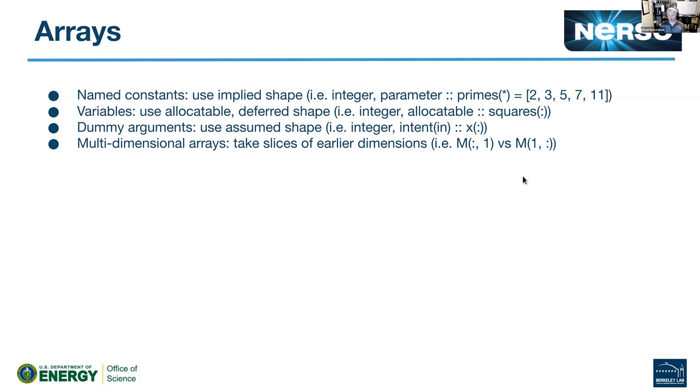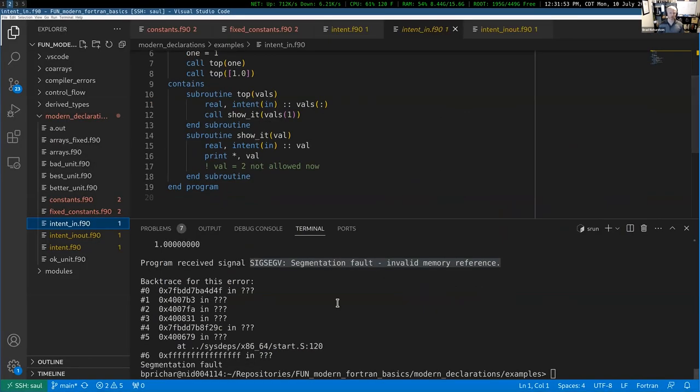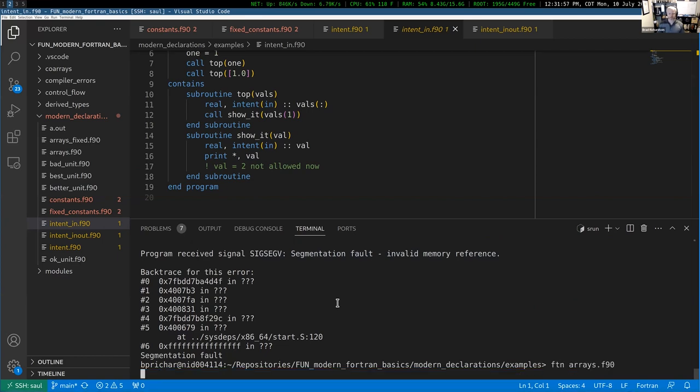Then I saw the question, can you give examples of assumed size and explicit shaped arrays? And yes, the example I'm about to go through is very clear about this. So I have an example here where I've got a program that's going to calculate primes, and I have explicitly done the things I told you not to do so that I can demonstrate why. So ftn arrays.f90. The compiler is perfectly happy with this.